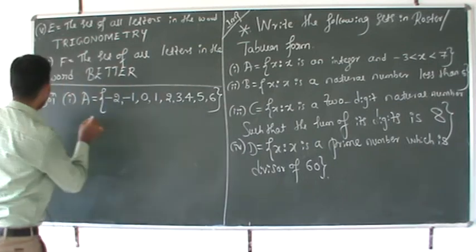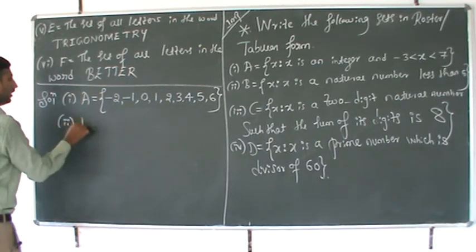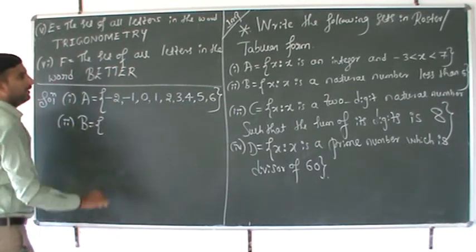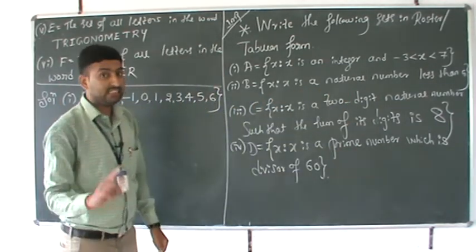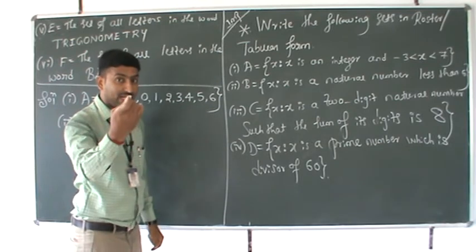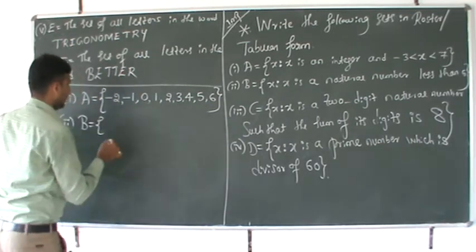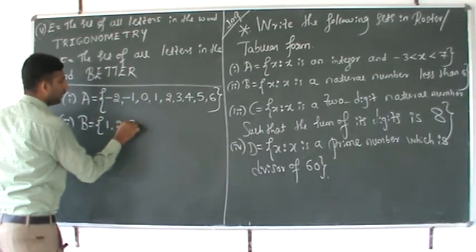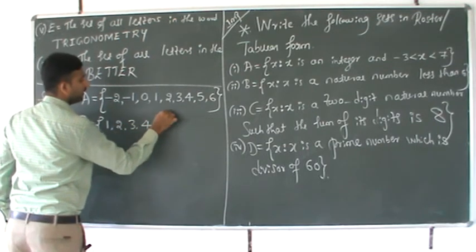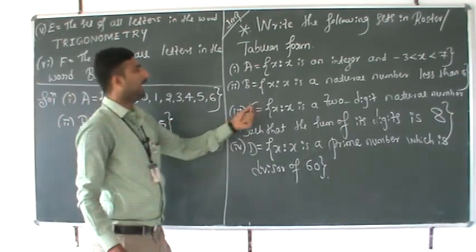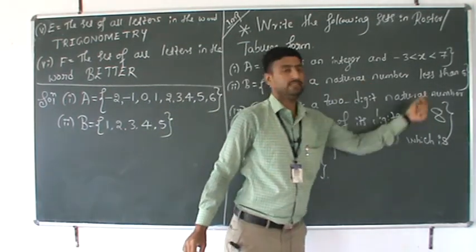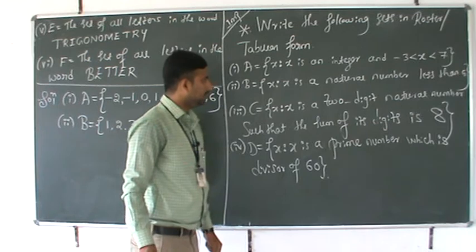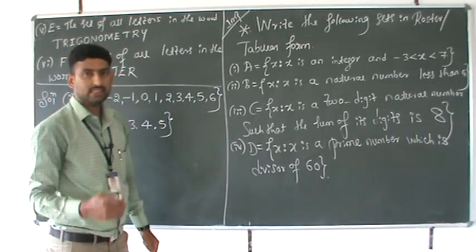Next, second one, B. X is a natural number less than 6. 6 can be taken. Less than 6, lesser than 6. That is 1, 2, 3, 4, 5. X is such that X is a natural number less than 6.